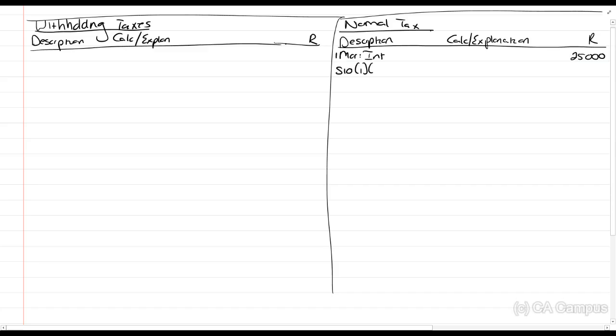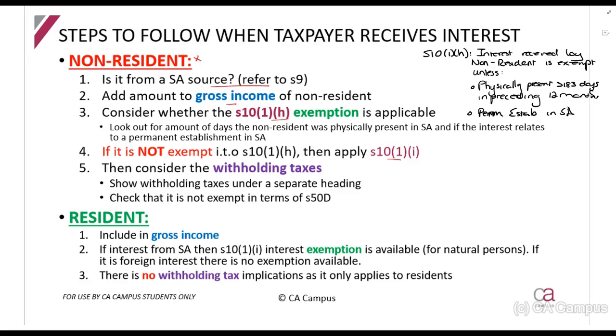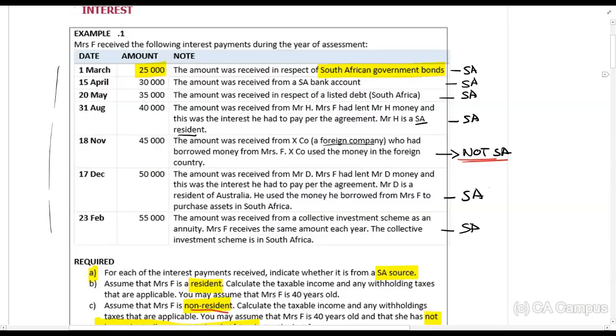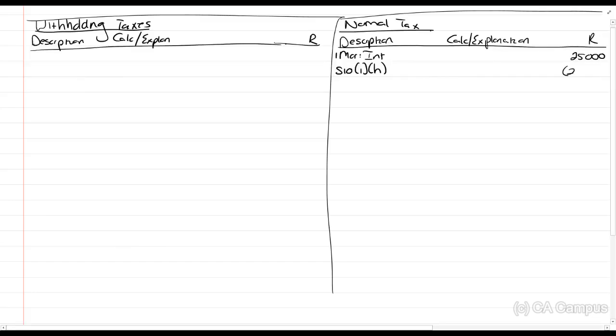Now, Section 10(1)(h). Is it applicable? So what does Section 10(1)(h) say? It says it's always exempt unless the person was in South Africa more than 183 days in the last 12 months or there's a permanent establishment being carried on. Now in this case the person was not in South Africa and there's no permanent establishment going on, so we know immediately that is exempt.